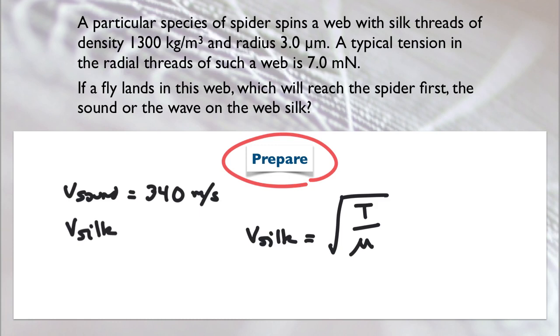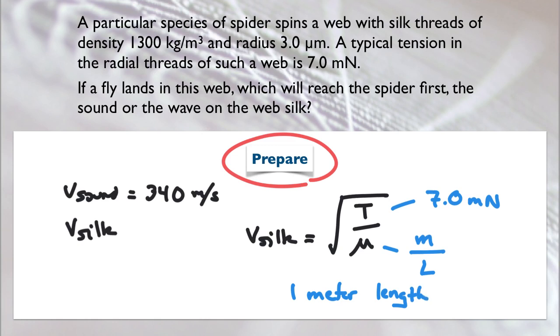Now the tension we're given, that's 7.0 millinewtons. The mass per unit length, I'm going to figure out the mass of the string and then divide it by the length of the string. And let's just assume, to make things easy, that I have a 1 meter length of string. Since I'm not told anything about the length, I can assume any value I want. That's something you're always free to do.